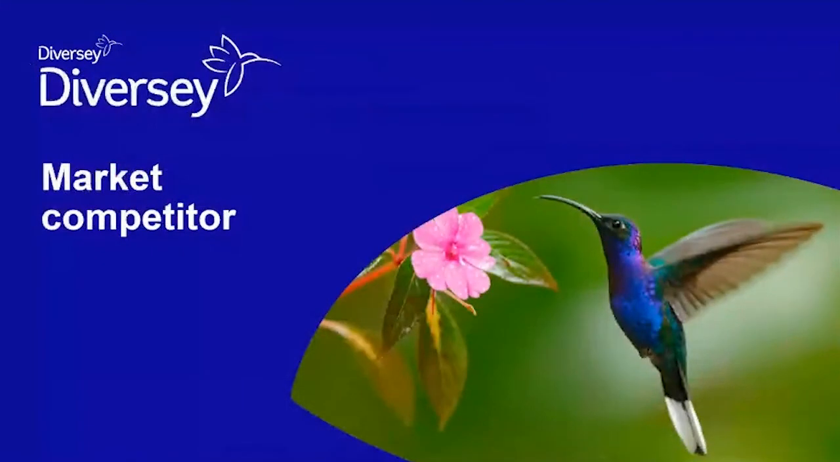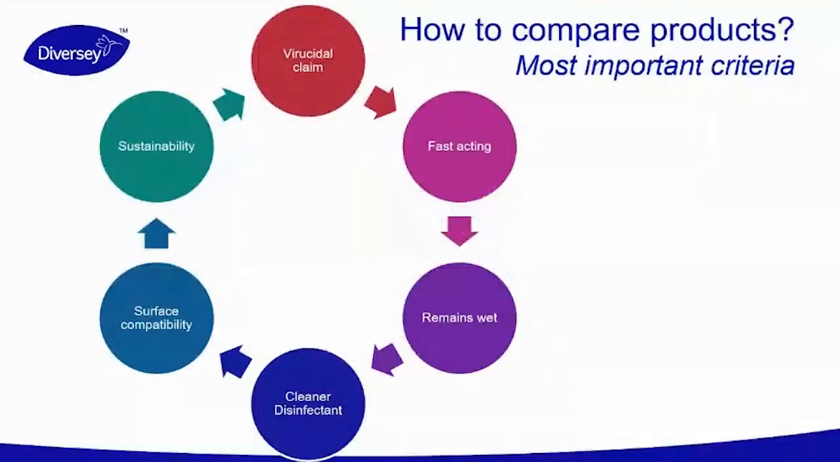And if we look at the market competitor, and how do we compare our product, and what are the most important criteria? I think we have discussed about those criteria, but if we put them all together, we'll say that fast acting is key, especially in this COVID-19 pandemic. We really need to have products that are effective in a short time. We need to make sure our disinfectant remains wet for the entire period of the contact time.